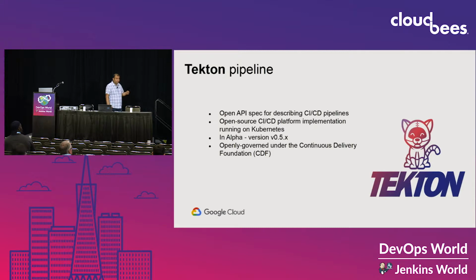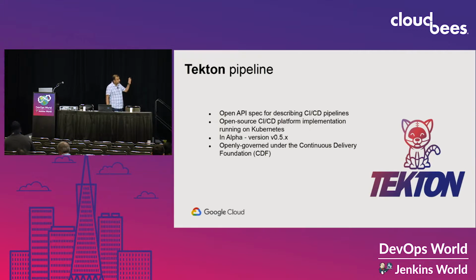And Tekton, I think there were a couple of workshops related to Tekton. So essentially, Tekton is an open source CI/CD platform implementation based on Kubernetes. So again, it emphasizes the fact that Kubernetes is essentially an underlying platform, and you build on top of it. And it's basically openly governed by the Continuous Delivery Foundation. It's open source. It's currently in alpha 0.5, but we hopefully will get it to beta, and finally it'll be released. So that's Tekton pipeline.